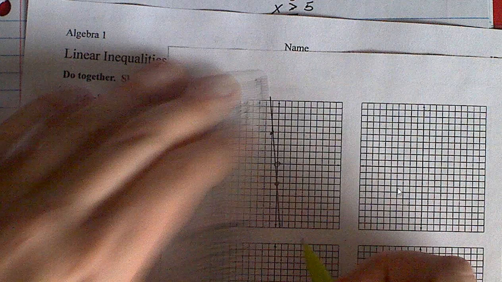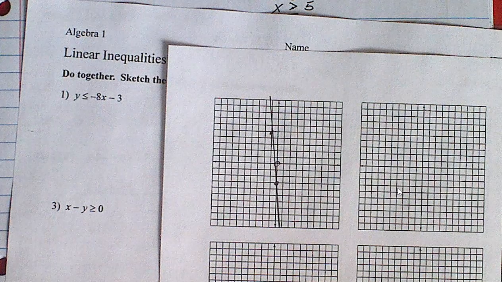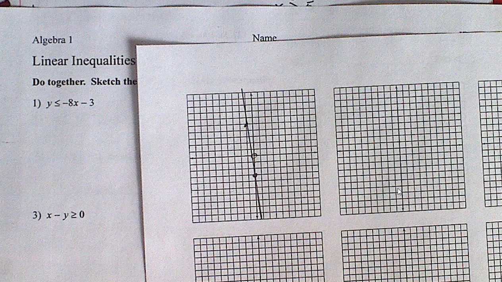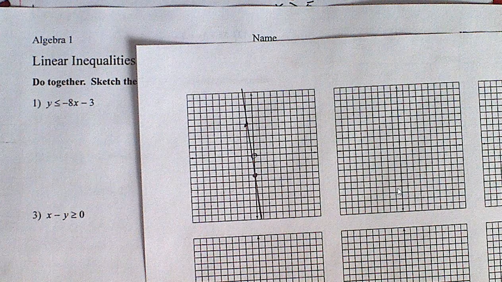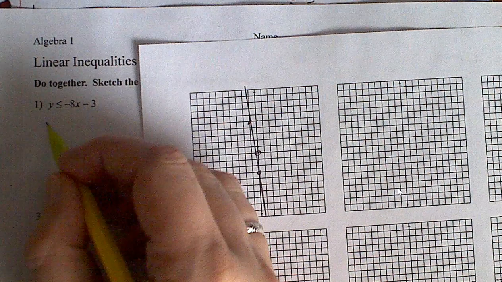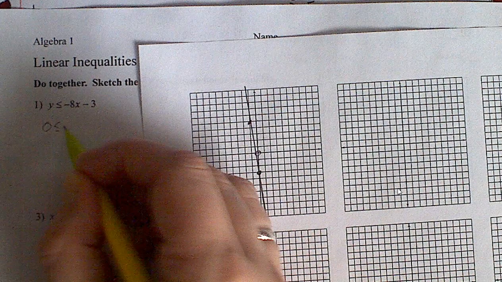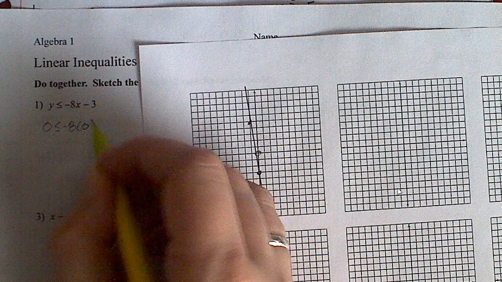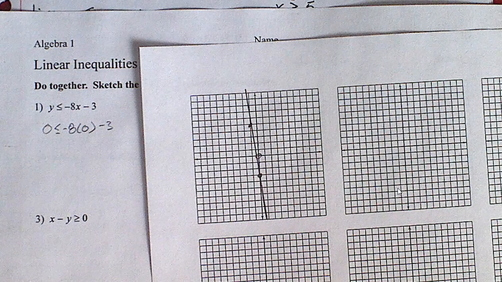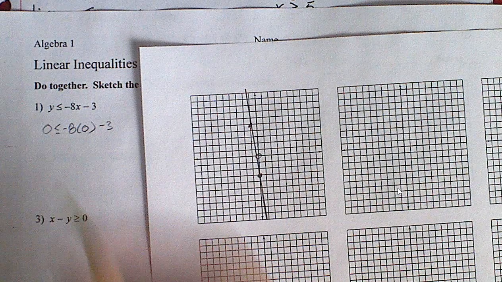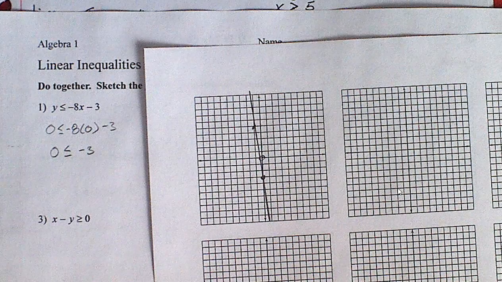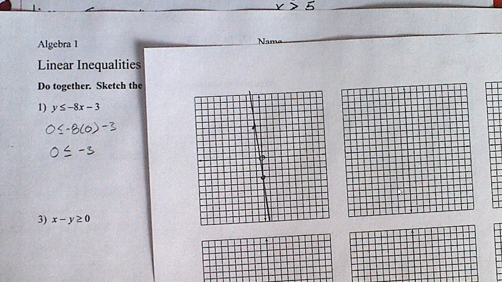Now I'm going to choose a point that the line doesn't go through. It goes really close to 0, 0, but does it go through 0, 0? No. Okay, so I'm going to use 0, 0. If I put 0 in for y, I get 0 less than or equal to negative 8 times 0 minus 3. So I get 0 less than or equal to negative 3, and is that true? No. So this is false.